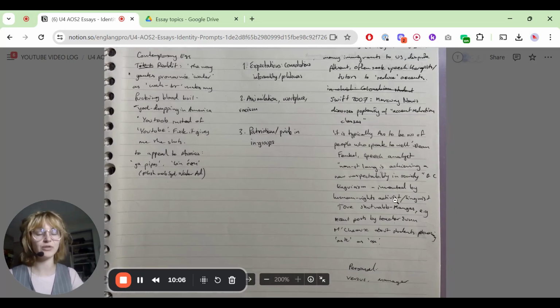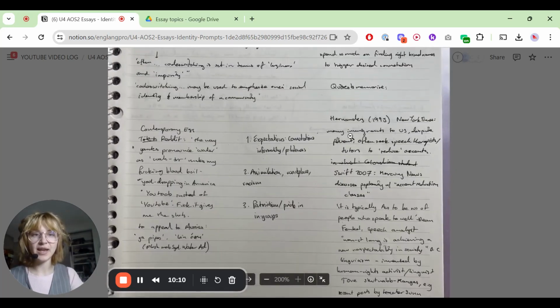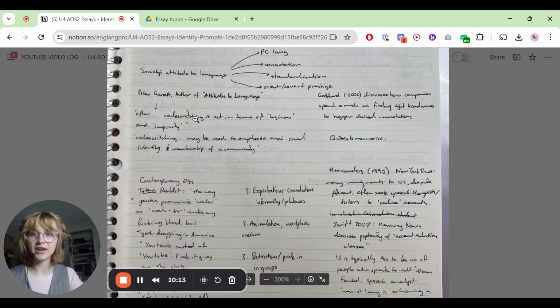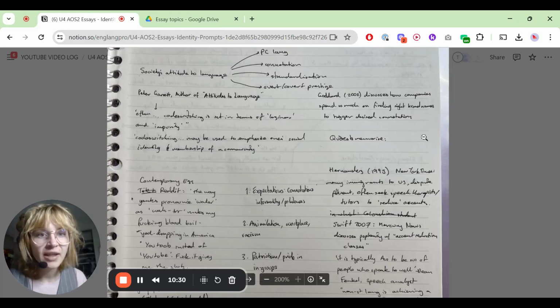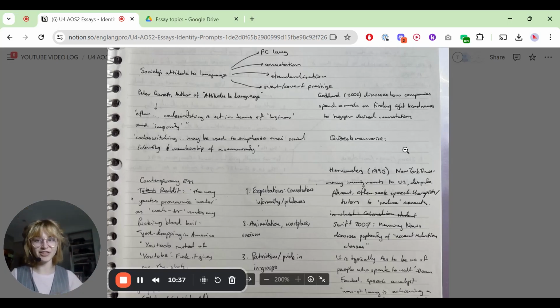DC stands for David Crystal, a very famous linguist that you're probably quoting quite a lot. And then up here, I've got my brainstorm for society's attitude to language. So PC language, connotations, standardization, overt, covert, prestige were the four ideas that I came up with in year 12. Here I've got quotes from some books, and Goddard 2002 discusses how companies spend so much on finding the right brand names to trigger desired connotations. There you go. So maybe that's a paper that I was reading.